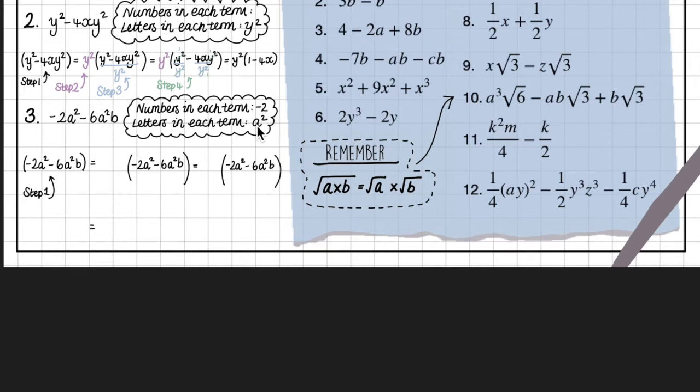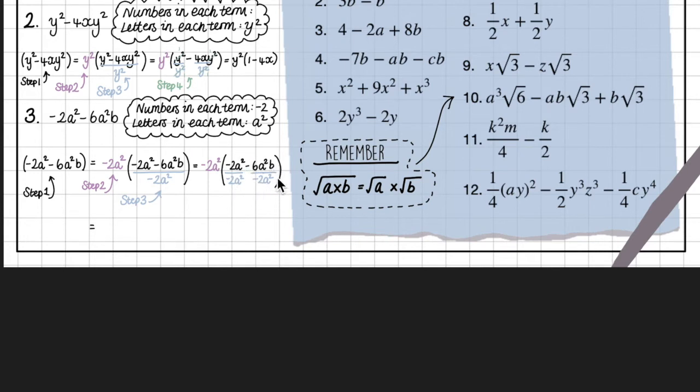Now remember, step 2 did say that the numbers and letters that we find in each term must be multiplied together and then put on the outside of the bracket. Therefore, we have minus 2a squared times by the bracketed expression. Step 3 was to take this minus 2a squared and divide the terms in the bracket by it. So there we go with step 3. Step 4 is to simplify. So we need to simplify this expression here. Now, minus 2a squared divided by minus 2a squared, well, that's just 1.